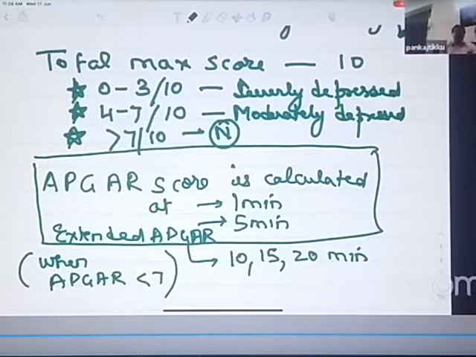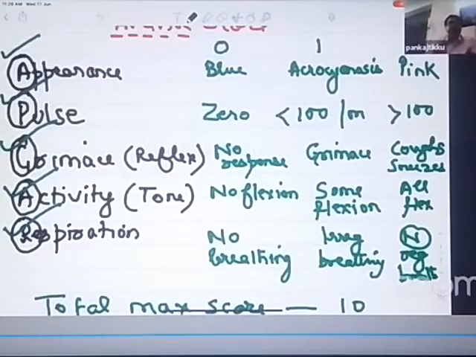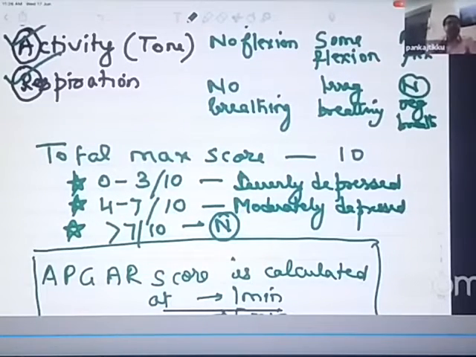Apgar score is calculated at 1 minute and 5 minutes. Total of 5 important components: appearance, pulse, grimace, activity, tone. Scoring done 0, 1, 2. Maximum score therefore 10. If out of 10, the child scores between 0 to 3, the child is severely depressed. If the child scores between 4 to 7, the child has either mild or moderate depression. Or if the Apgar score is more than 7, either 8, 9 or 10 out of 10, then the child is a normal child. You can shift the child to the mother.